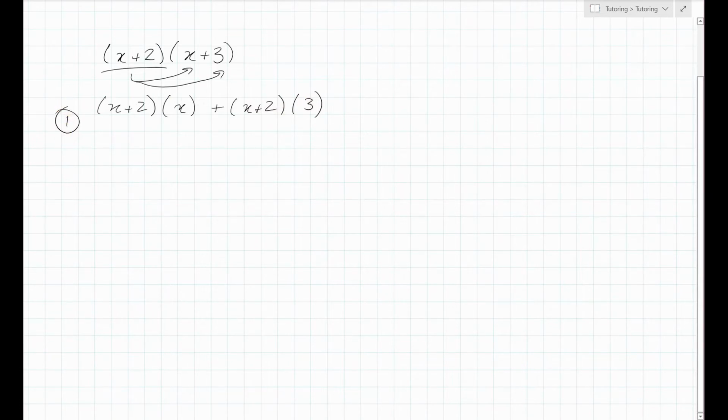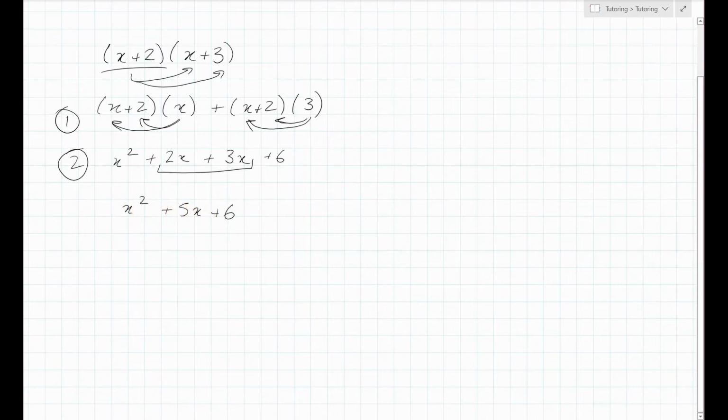I'll call that 1. And then our second distribution is going to be x to x, x to 2, and then 3 to x, and 3 to 2. So x and x gives us x squared, x and 2 gives us plus 2x, the 3 and the x gives us a plus 3x, and the 3 and the 2 gives us a plus 6. So this is our second distribution here. And then we just combine like terms. So we get x squared plus 5x plus 6. So the distribution is straightforward.